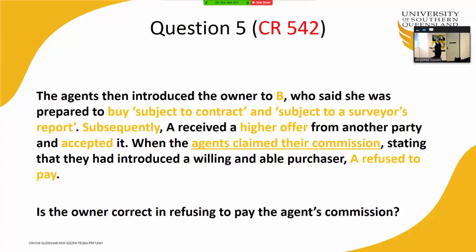So if this is something you're writing in the exam, you should say something like, if we assume that this higher offer was received through the agents, then there would be non sequitur, i.e. you would have to pay them their agent's commission. But what we're talking about is not this offer really, we're talking about the offer that they got from B. They're saying, the agents, that we found you this willing and able purchaser. What do you think? Is that person a willing and able purchaser?